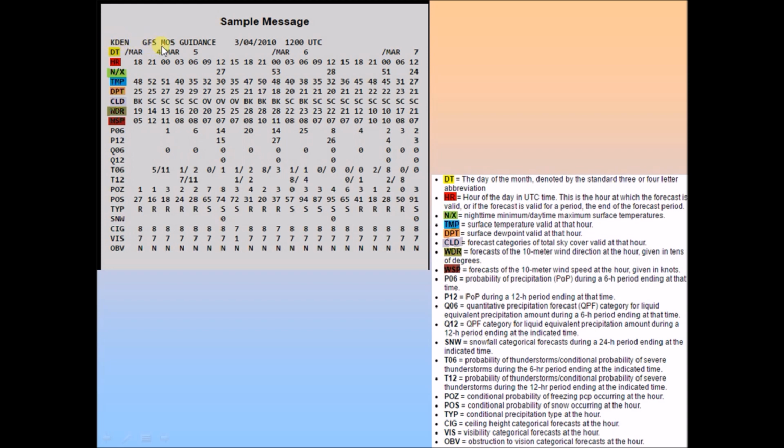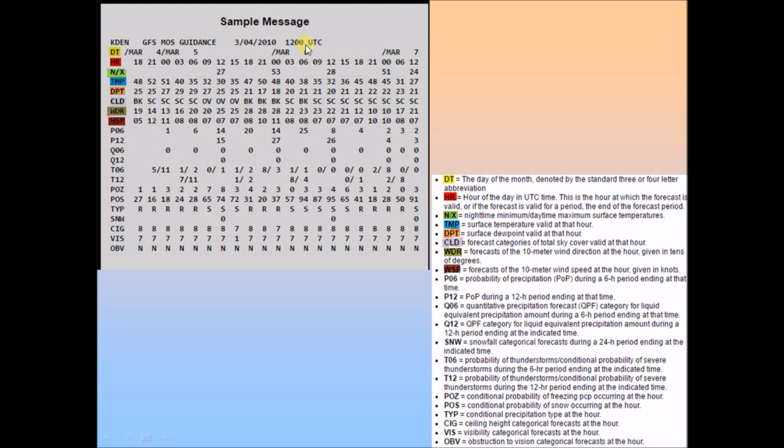You can see GFS MOS guidance, which means this is the GFS version of MOS. Okay, so this MOS run is based off of the GFS model data. Okay, you can see that the date here, all right, March 4th, 2010, and you can see what model run this is. So this is the 12 UTC model run.